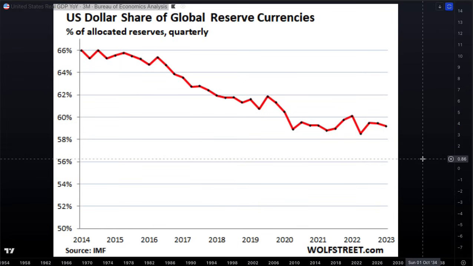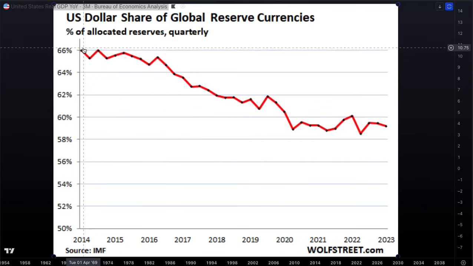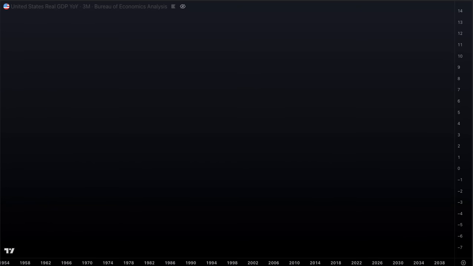Here is the US dollar share of global reserve currency. Again, this is just a simpler way of looking at it. And we can see, again, going in 2014, this was really when things started to change. It made up 66% of those total savings of the surplus countries. 66%. And we can see now it's currently about 59%. This only goes to 2023. I believe it's declined since 2023.